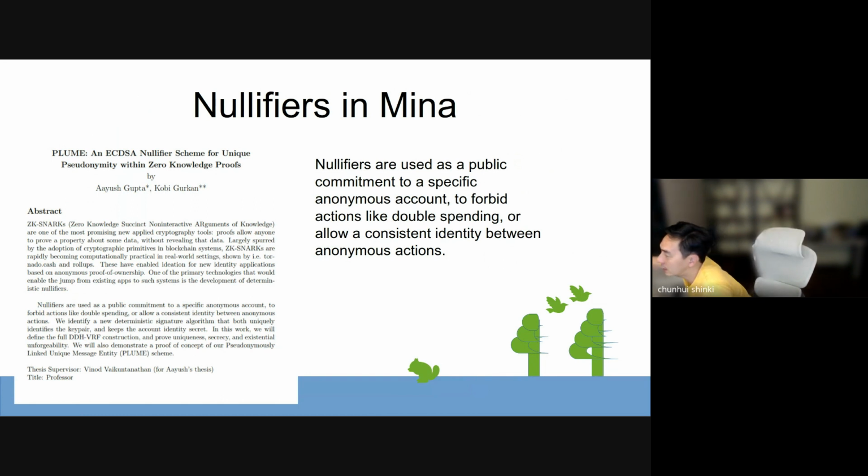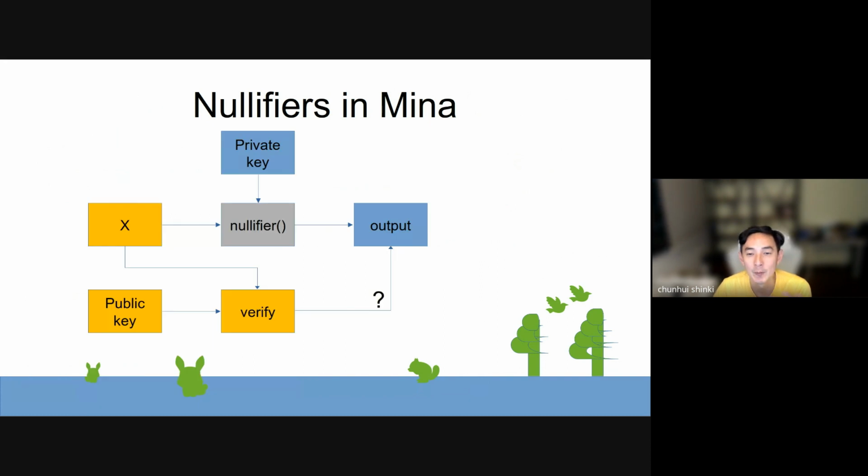Unlike encryption, decryption, and hashing, those are things that are very well understood. So basically here it says that nullifiers are used as a public commitment to a specific anonymous account to forbid actions like double spending or allow consistent identity between anonymous actions. So not exactly easy to understand what it is, but anyway, I went through a lot of these materials. So I will now try to put it in very simple terms what it actually does.